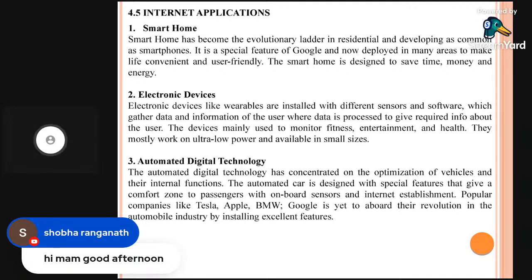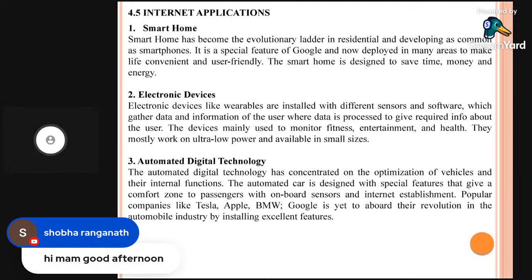Then automated digital technology. This is concerned with optimization of vehicles and their internal functions. An automated car is designed with specific features that give a comfortable zone to the passenger, with onboard sensors and internet connectivity. Many companies like Tesla, Apple, BMW, Google, etc., have been using these processors along with the automobile industry, installing excellent features with internet.